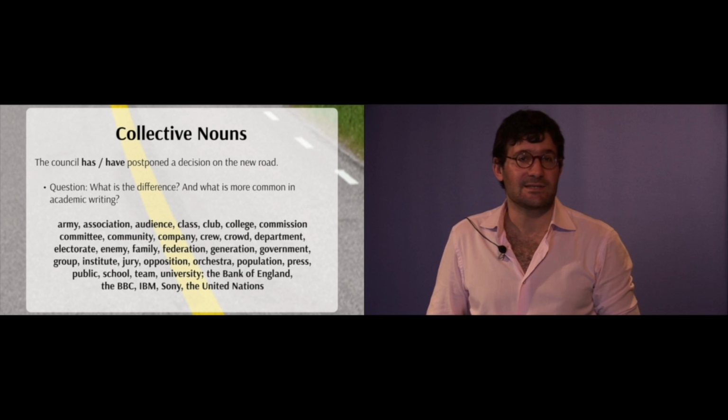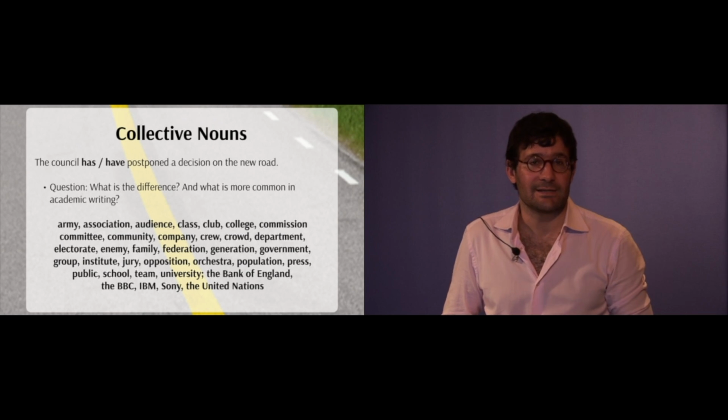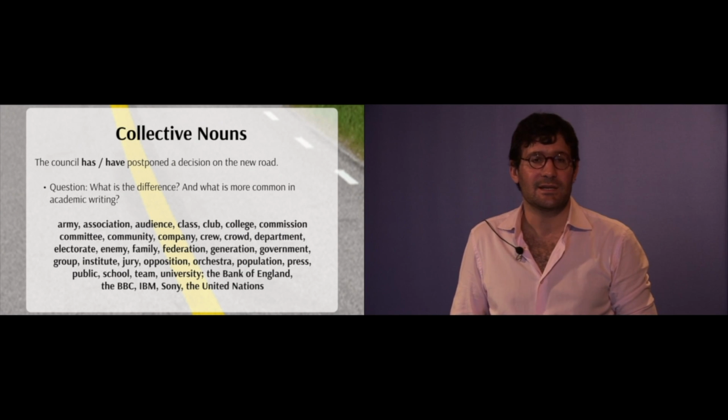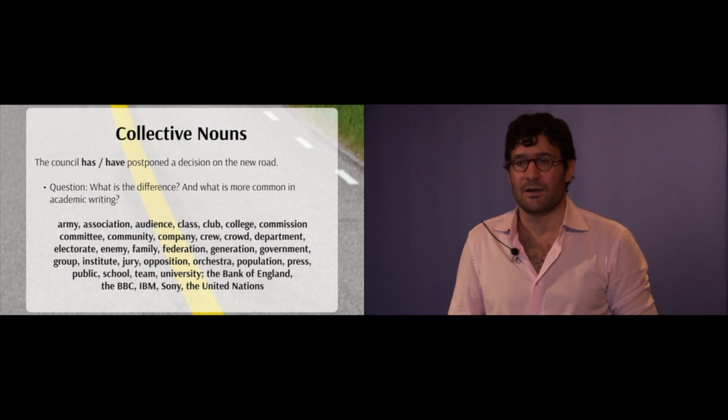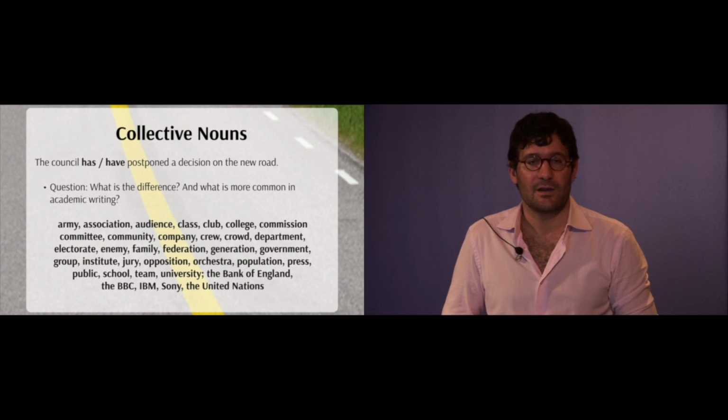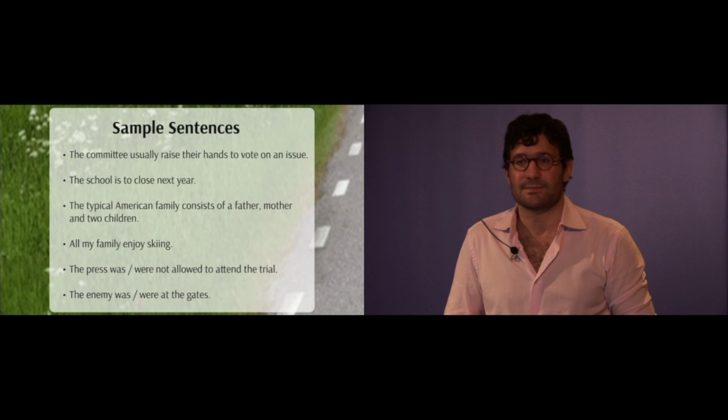An army is obviously made up of many different countable entities. You have soldiers, you have tanks, you have bombs, you have planes, etc. And so an army can be viewed as a composite of all of these individual entities, or it can be viewed as a unit, as a whole. And the same thing for all of these collective nouns. So let's take a look at some sample sentences.